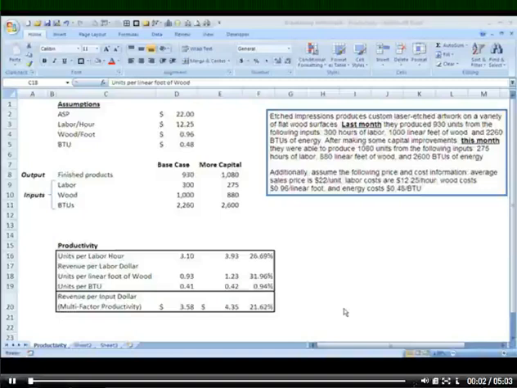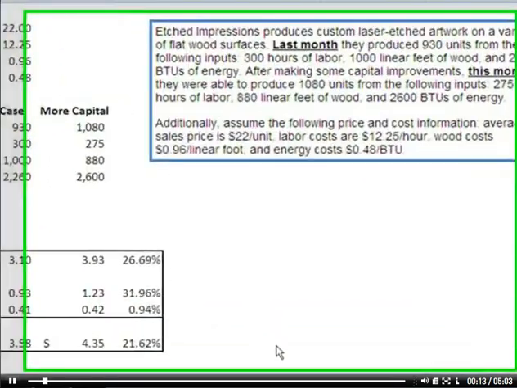Here is a productivity example that is a little more complicated than what is in the course pack, and you may get homework or exam problems that are similar to this. In this example, I'll just read the text box here.